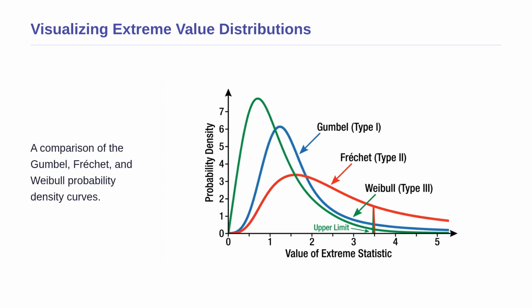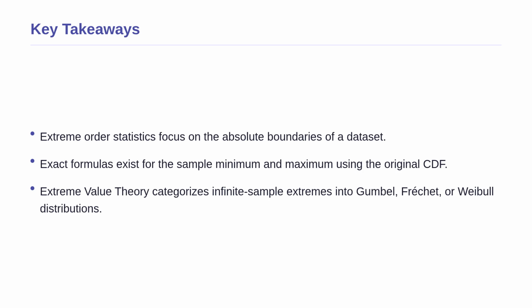As we wrap up our discussion, let us review the most critical points we have covered. Extreme order statistics shift our focus from the average to the absolute limits of a dataset, specifically the sample minimum and maximum. We learned how to derive exact formulas for these extremes using the cumulative probabilities of the original data. Finally, we saw that extreme value theory guarantees that as our sample grows infinitely large, these extremes will predictably settle into a Gumbel, Fréchet, or Weibull distribution. You now have the mathematical tools to prepare for worst-case scenarios.